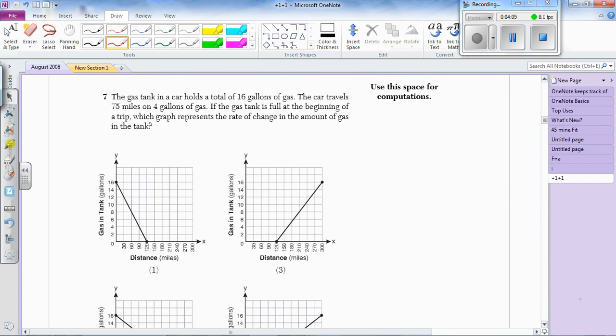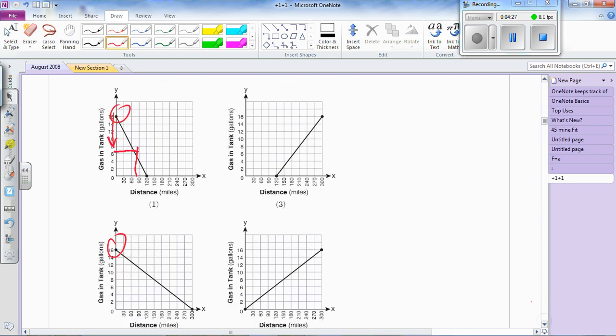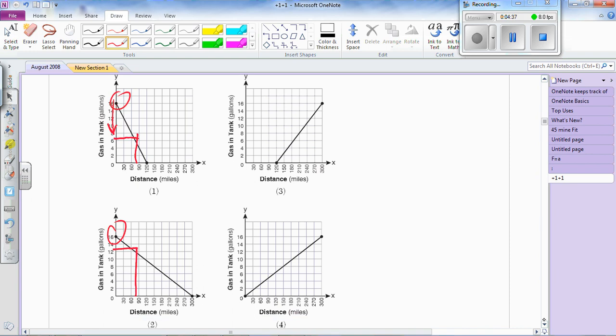Gas tank cards, or I think we've done this one already. It's going to start at 16 gallons, so we know it's got to be one of these two. And at 75 miles, which is right about here, I will have used 4 gallons of gas. Well, in this case, I've used 10 gallons of gas, so the answer obviously must be choice 3. Here's 75. And I've still got 12 gallons of gas left, so I'll have used only 4 gallons of gas. So choice 3 is the answer there.